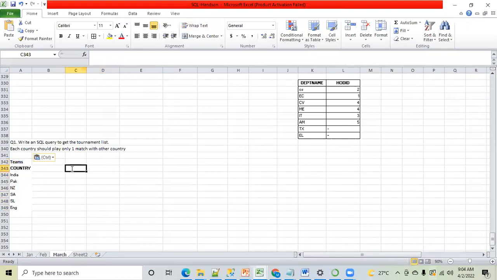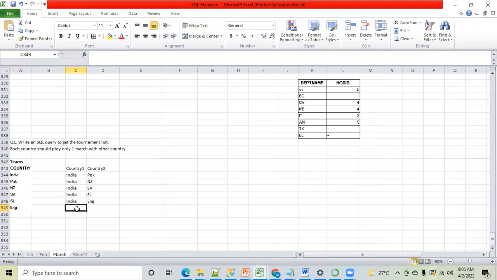Make something like country one and country two. Suppose this is India. India will play with Pakistan, then New Zealand, then South Africa, then Sri Lanka, and then England. Hope this is clear. Like this, I want to create it. Similarly, I've done it for India.